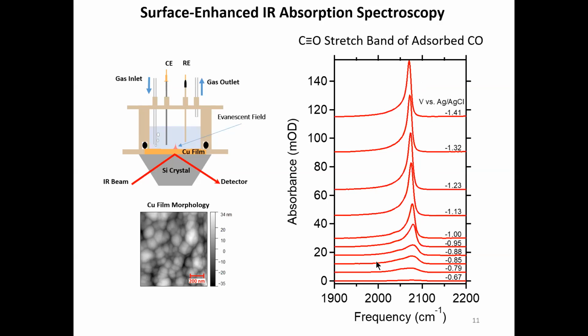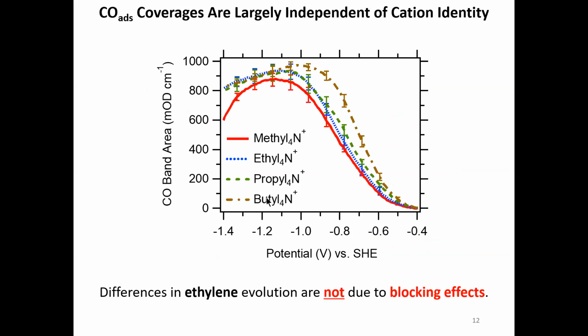Now, if we integrate this band, we obtain a quantity that is approximately proportional to the CO surface coverage, which is shown here. So this is the integrated CO band area versus applied potential in the presence of the four different cations. And you can clearly see, irrespective of the cation that is present in solution, we obtain approximately the same CO saturation coverage. This result suggests that the drastic changes in ethylene selectivity that we observe are not due to site blocking effects by the cations.